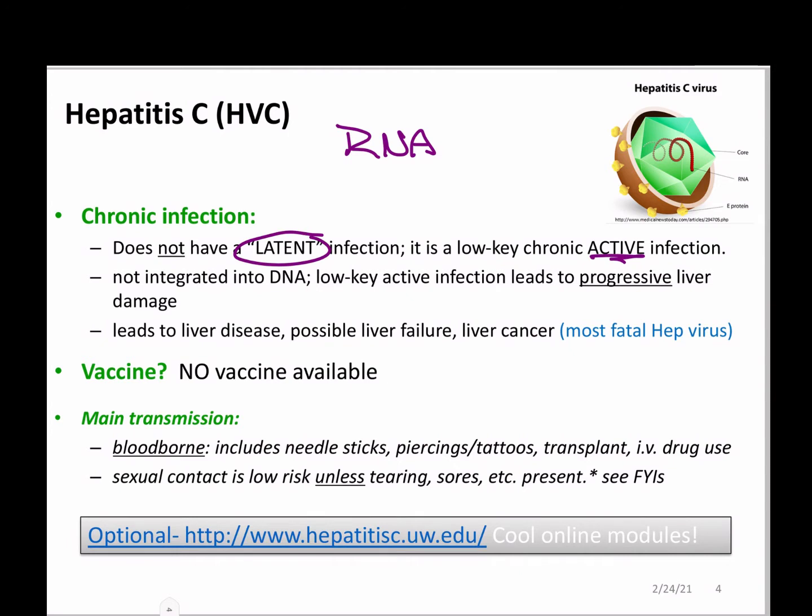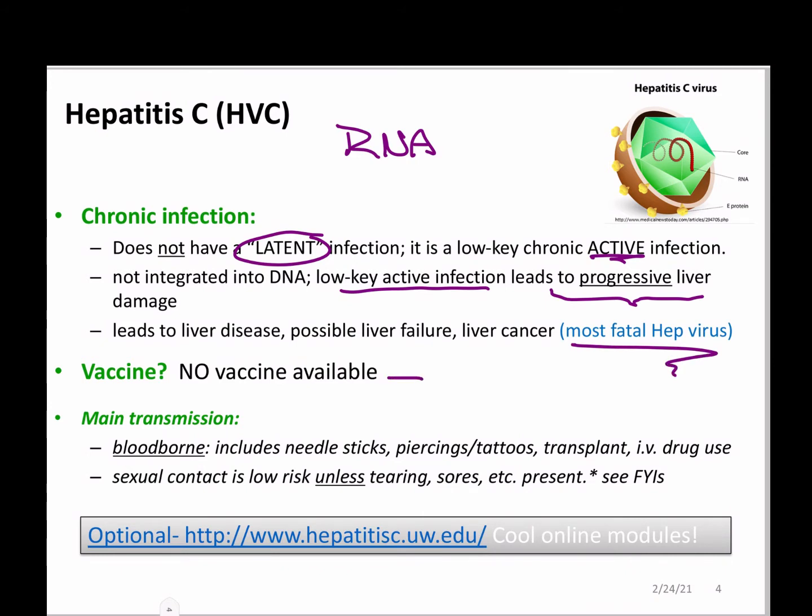Latent has to do with a viral infection where the virus is inside the cells and stops replicating, and then can come back later and replicate when the immune system is low, like chickenpox. So because that is an active infection and it's going on for years, that is going to lead to progressive liver damage. And this is the most fatal of the hepatitis viruses.